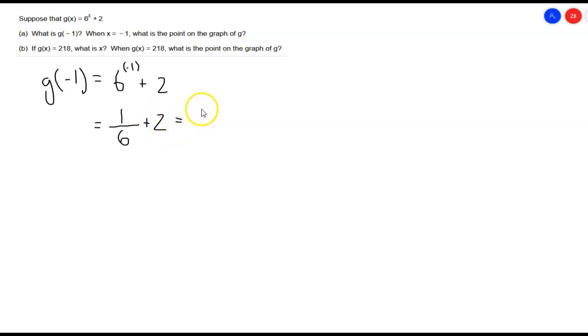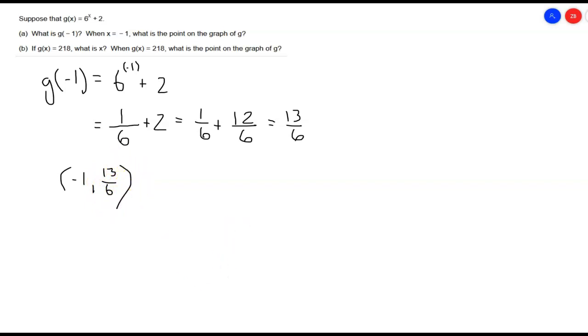And that's equal to, finding a common denominator, 1 over 6 plus 12 over 6. That's just 2 written with a common denominator. That's going to be equal to 13 over 6. So when x is equal to -1, y is going to be equal to 13 over 6. It says, what is the point on the graph of g? And it would just be -1 and 13 over 6, which is a little bit more than 2.